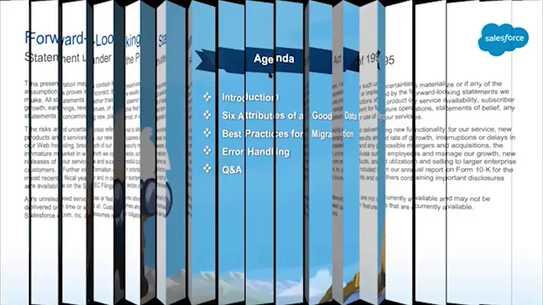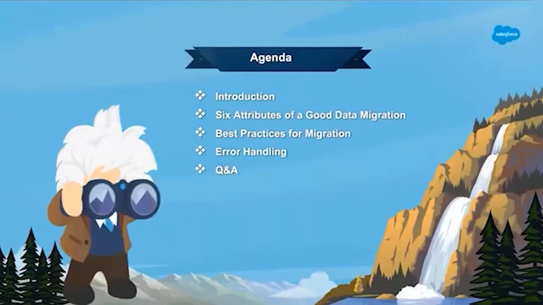The agenda for today: we will go through in detail what data migration is all about, what the common failures and their impact are, and how to overcome them. Also the 6 key attributes of data migration, and best practices. We have 34 different best practices, and we connect them with these attributes so they are well connected between the slides, along with common error handling mechanisms. That's at a very high level the agenda.